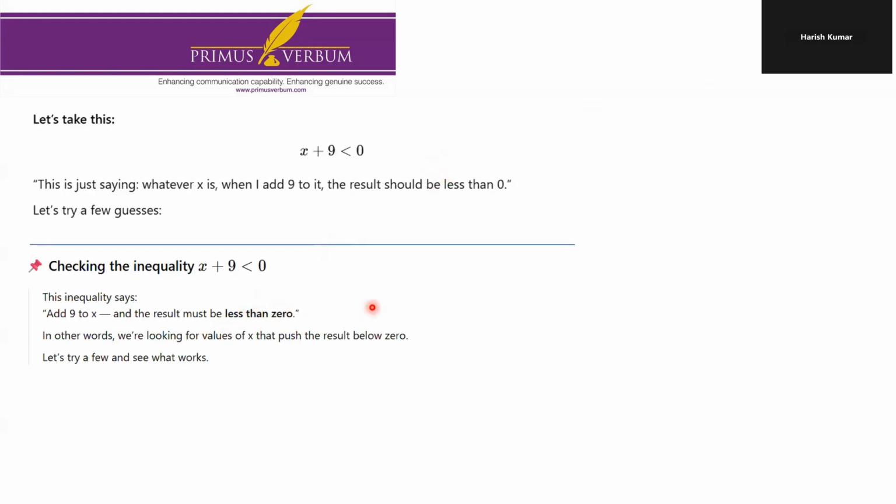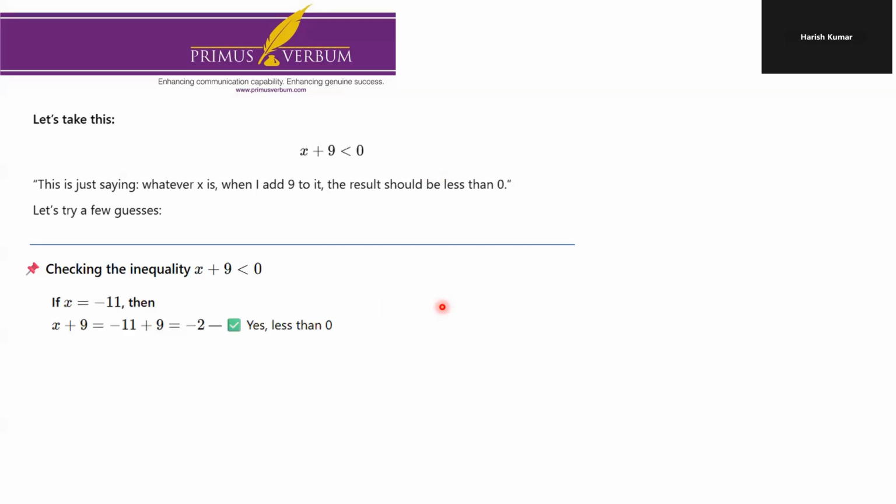So, let's try some values for x. If x is equal to minus 11, then x plus 9 becomes minus 11 plus 9, which is equal to minus 2. Yes, it is less than 0 and this inequality is satisfied. If x is equal to minus 10, then x plus 9 becomes minus 10 plus 9, which is minus 1. And yes, it is less than 0, once again satisfying the inequality.